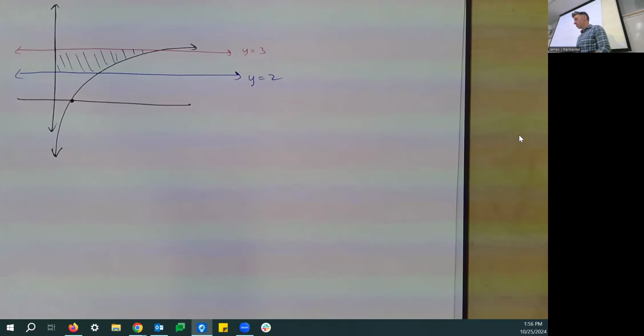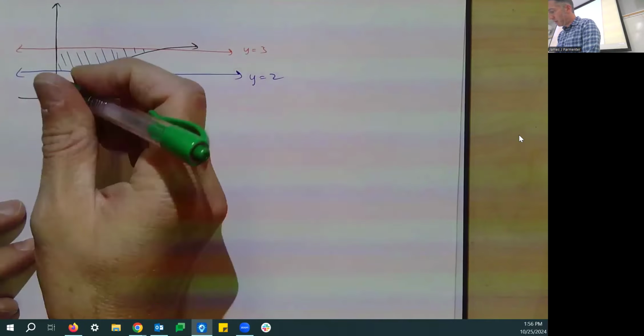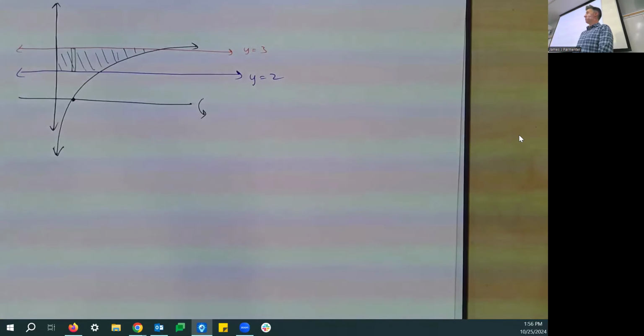Here's why this is boo. I'm going to draw a vertical strip, right? Because I'm going around a horizontal axis, so I have to draw a strip that's perpendicular. And the problem is, depending on where I draw my strip, the upper and lower bound might change. So if I draw my strip somewhere like here, the outer radius is 3, the inner radius is 2. That's not going to be that terrible, actually.